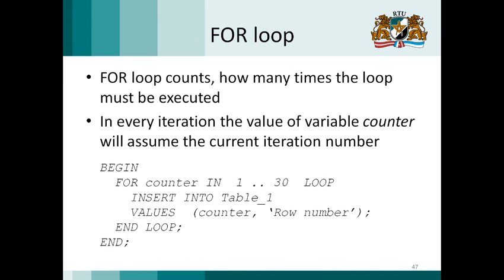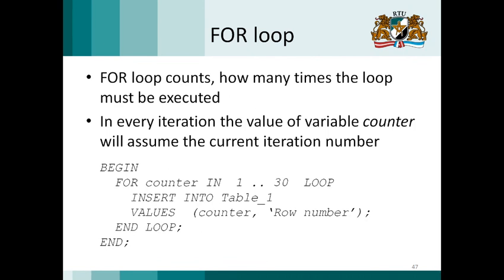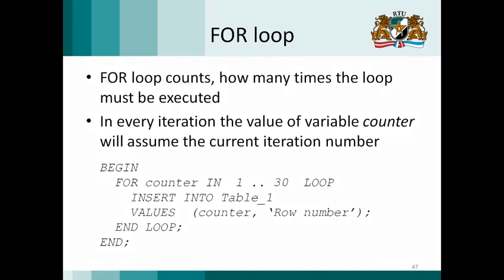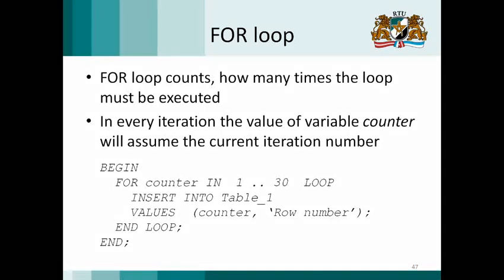For loop is the loop that counts how many times the loop must be executed. And in every iteration, the value of variable counter will assume the current iteration number. This is a variable. It must not be called counter. It may be any other name that is permissible in this PL/SQL. And here we denote this interval in which this loop will run. For example, in this case, it will run from number 1 to number 3.